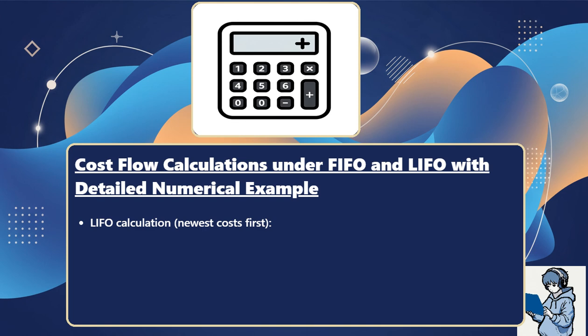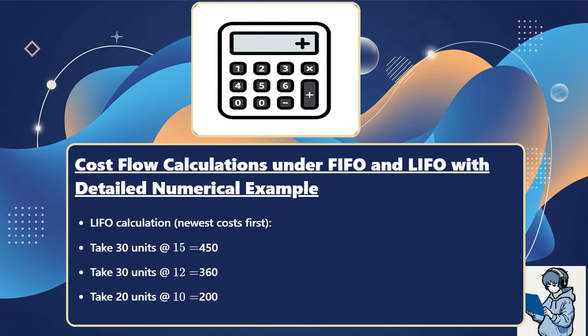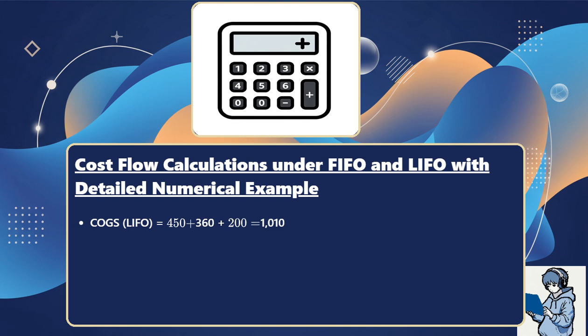LIFO calculation. Newest costs first. Take 30 units at $15 equals $450. Take 30 units at $12 equals $360. Take 20 units at $10 equals $200. Cost of goods sold LIFO equals 450 plus 360 plus 200 equals $1,010. Ending inventory equals remaining units: 20 units at $10 equals $200.